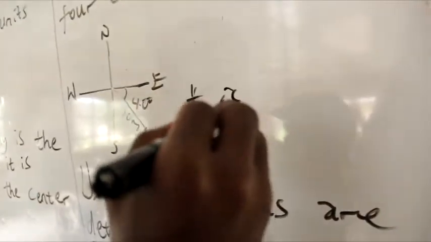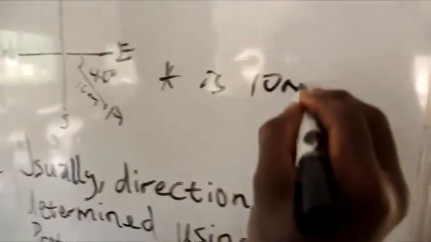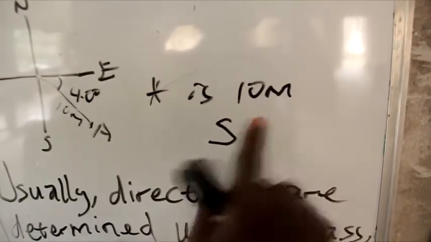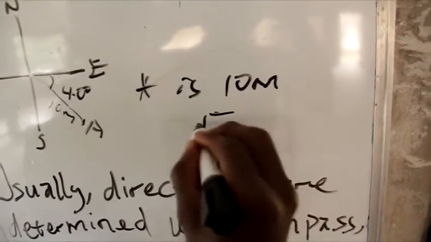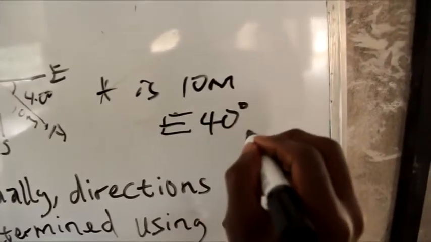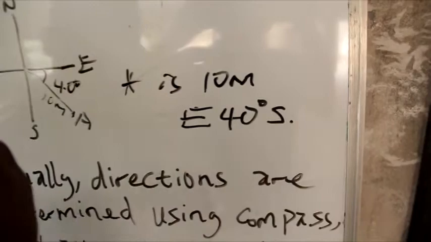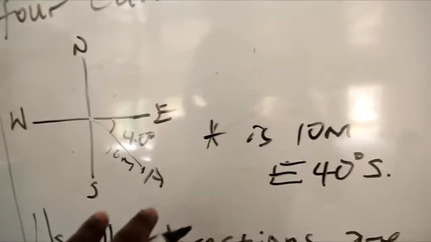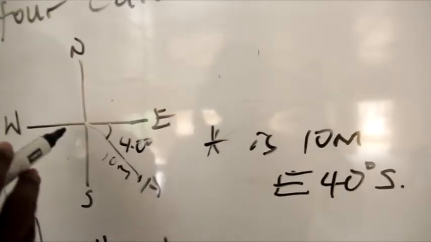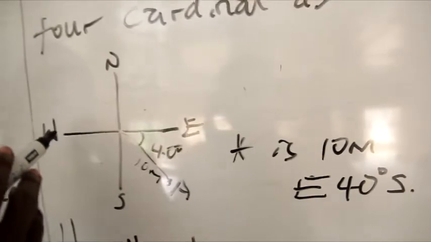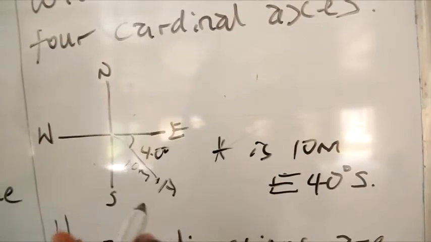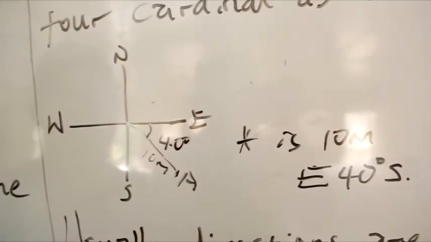So we can say that Mr. A is 10 meters east, 40 degrees south. So this gives a precise location of Mr. A, because if you were just saying Mr. A is 10 meters from the origin, it could have been 10 meters from the origin in the north, south, east, or northwest. But if you include the bearing, it gives a precise location in which we can see Mr. A.